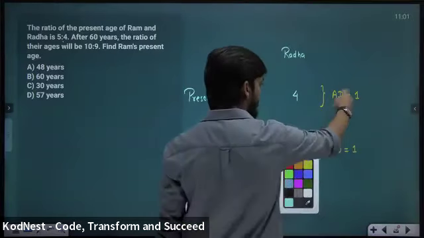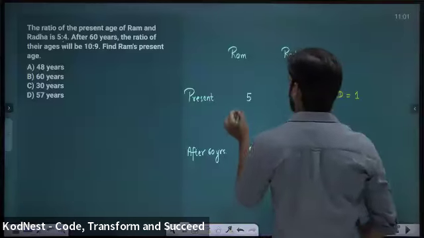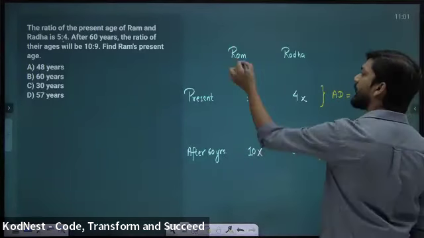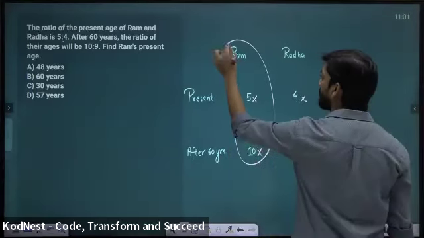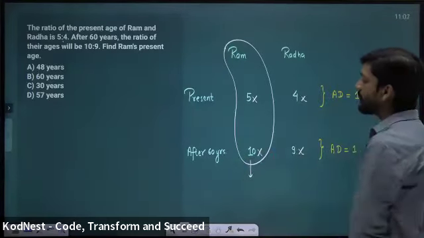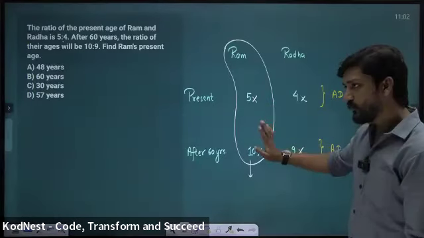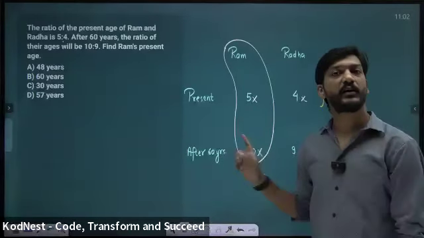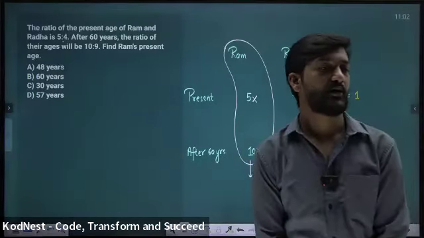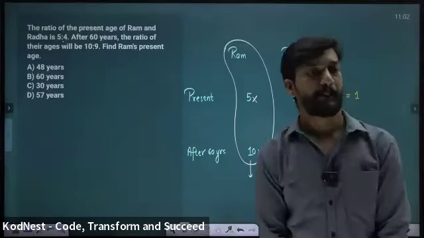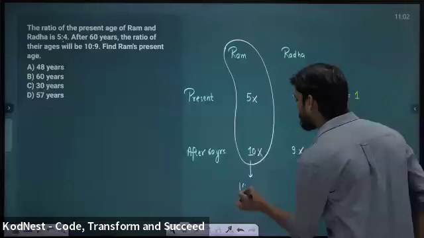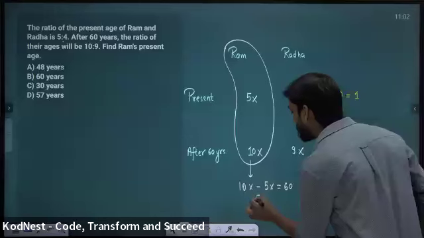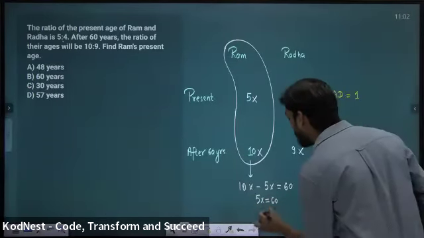Once the age difference is same, you will take a variable. And now you will take any one person. Suppose I am taking Ram. So now answer please. These are two values. I don't know what is the value actually. But how much should be the difference of these two? 60. Okay. So 10x minus 5x should be equal to 60. That means 5x equal to 60. That means x equal to 12.